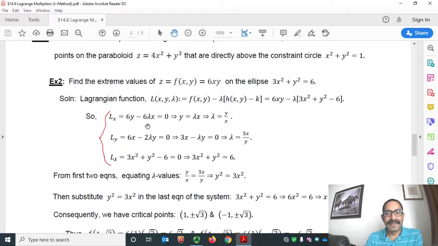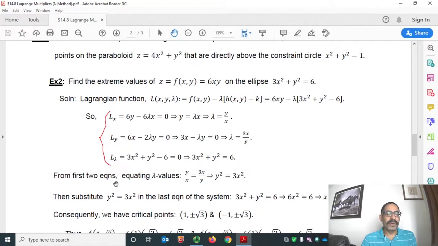Next, find the partial derivatives. The partial derivative of L with respect to x is 6y minus 6 lambda x, set equal to 0. Solving for lambda gives us lambda equals y over x. Similarly, Ly equals 0 gives us lambda equals 3x over y. Similarly, L lambda equals 0 gives us 3x squared plus y squared equals 6.